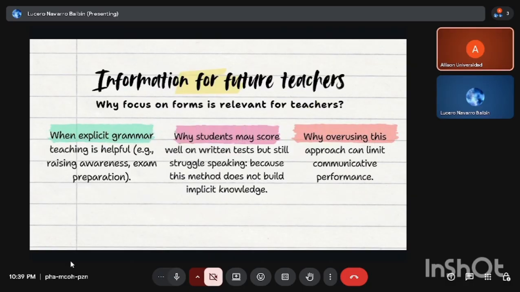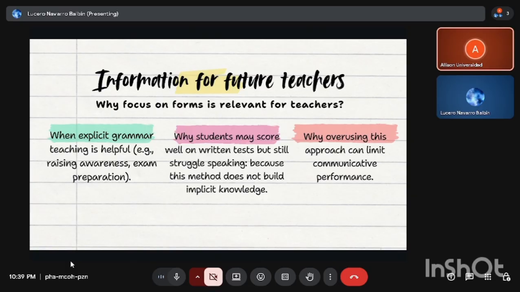So now, why does this concept matter and is valuable for us and also for future teachers? Well, understanding focus on forms helps us realize the limitations of traditional grammar teaching. It is not useless. It has a lot of value. It can help raise students' metalinguistic awareness and also prepare them for exams or clarify complex structures. According to the chapter, this information is clear.